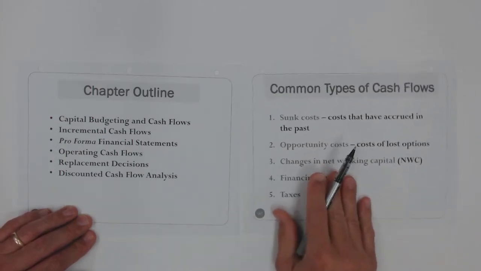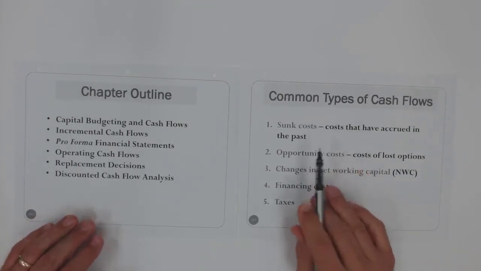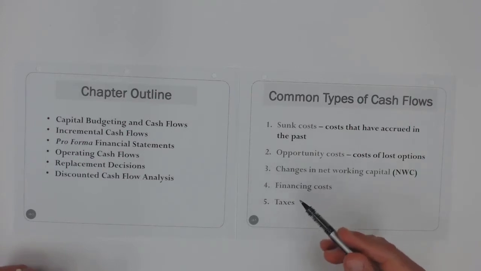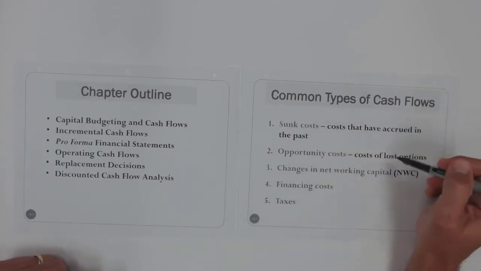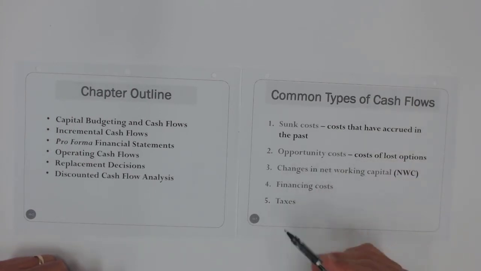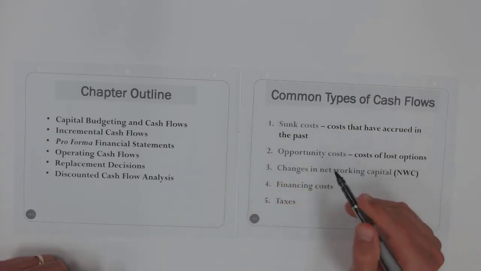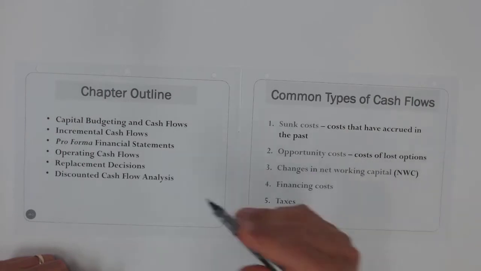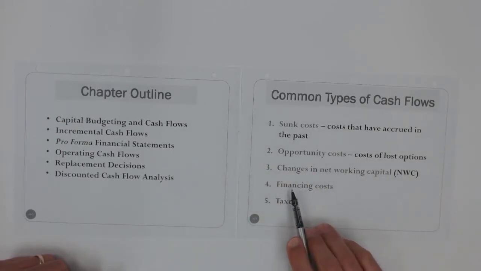A few cash flows that are common are sunk cost. Those are the ones that have already been accrued in the past. We've already spent the money. These will not be evaluated in the decision process. Opportunity cost, those would be anything that we would lose if we were to accept. We could install a machine in a building, or we could lease the building. The leasing of the building would be the opportunity cost.